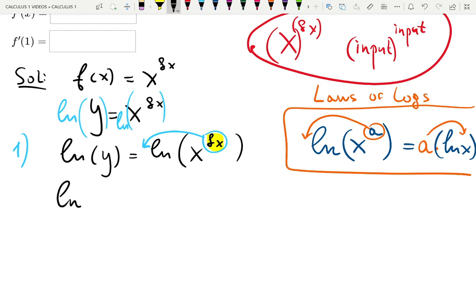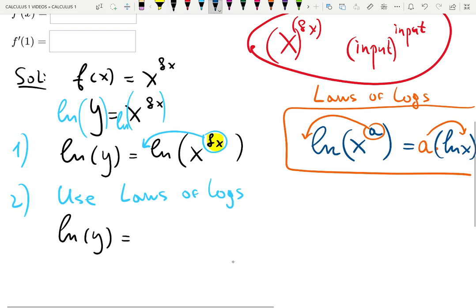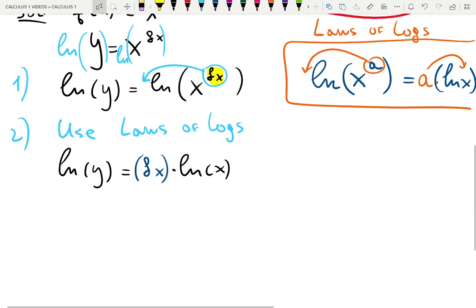So step 1, apply log to both sides. Step 2, use laws of logs. So we are going to have natural log of y equals 8x multiplied by natural log of x. And now we have a product of two functions instead of the case of a function raised to a function. We start differentiation. Step 3 involves differentiation. And this case requires implicit differentiation.